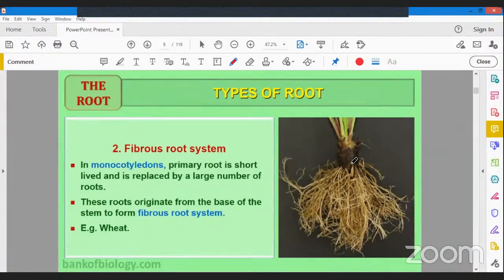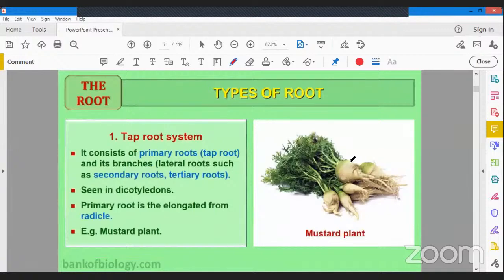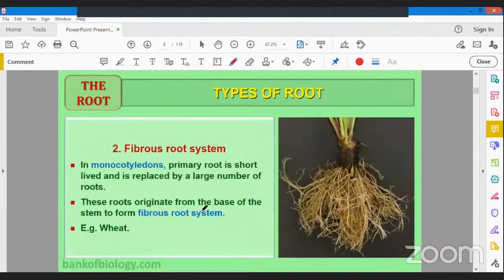Fibrous roots develop in monocots. The primary root is replaced by a large number of roots. They originate from the base of the stem to form the fibrous root system. So they do not originate from the radicle, whereas a tap root originates from the radicle. Look, tap root is elongated from the radicle, whereas fibrous roots arise from the base of the stem.